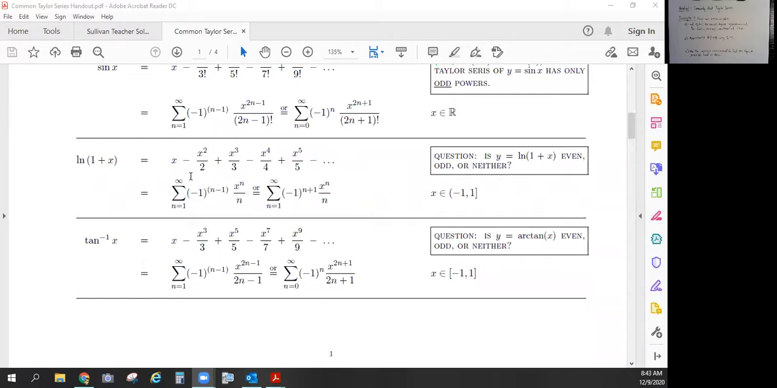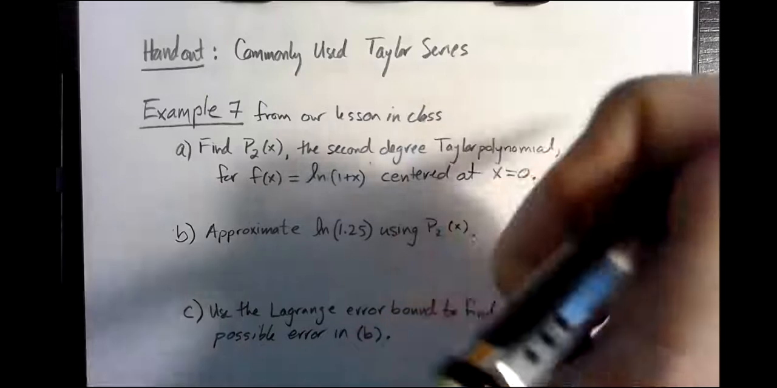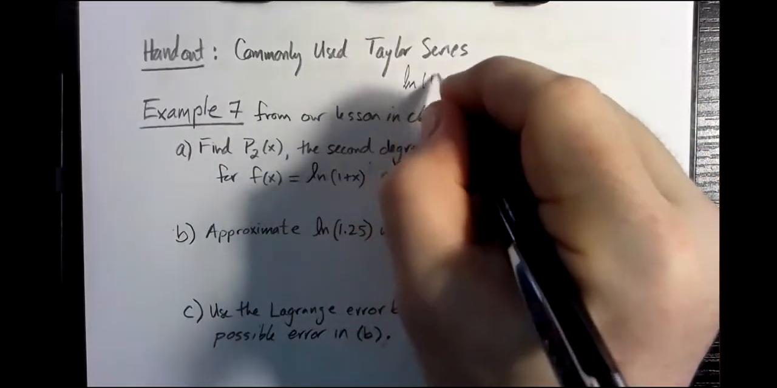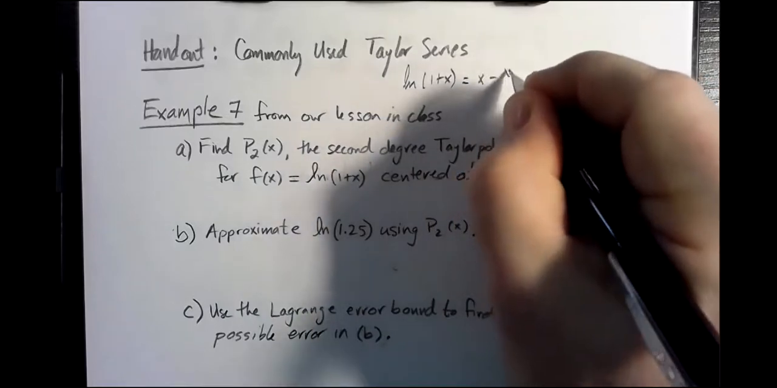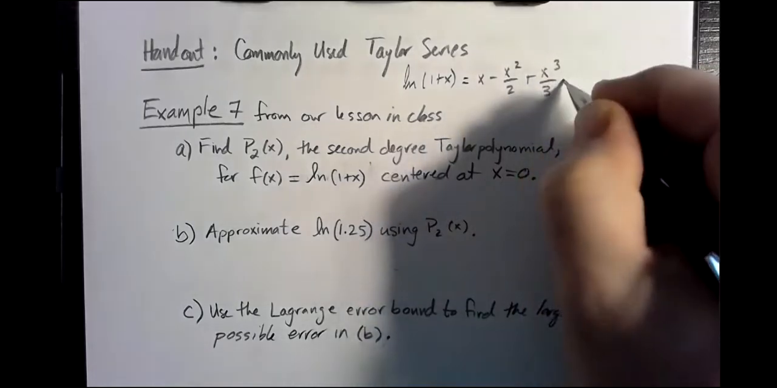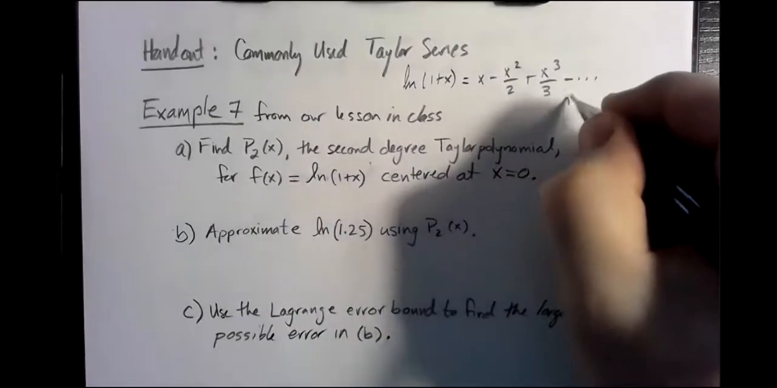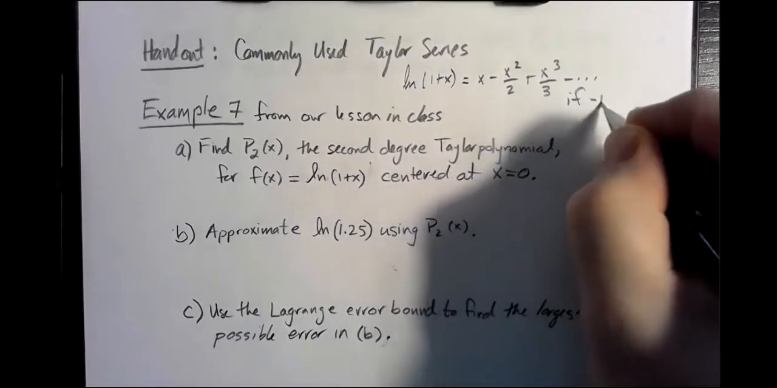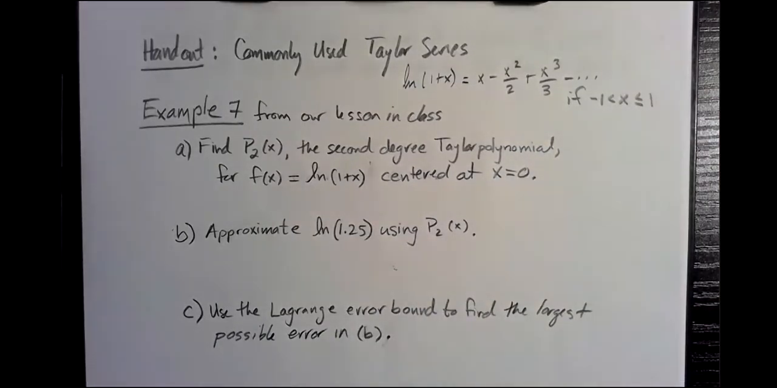So let's first make a note of that formula on our papers. That formula said that the natural log of 1 plus x is equal to x minus x squared over 2 plus x cubed over 3 minus, and I'll just go ahead and cut it off there, and so forth. And that is true if x is between -1 and 1.